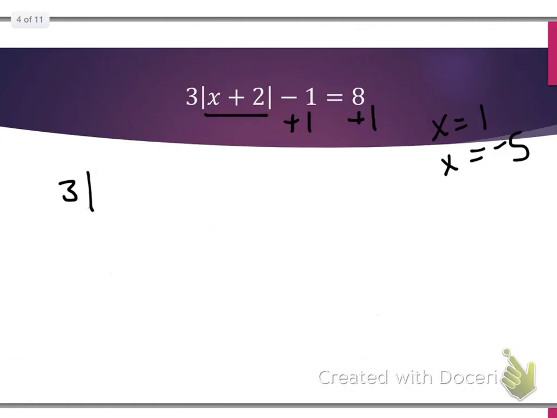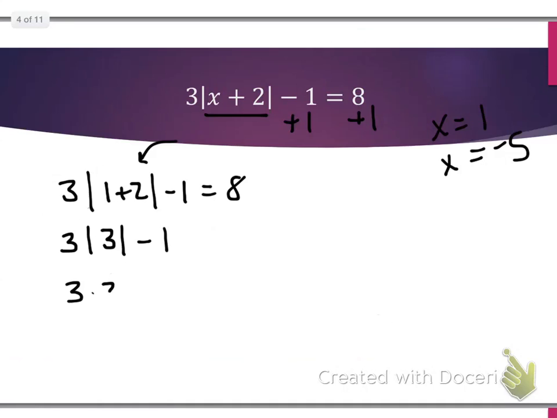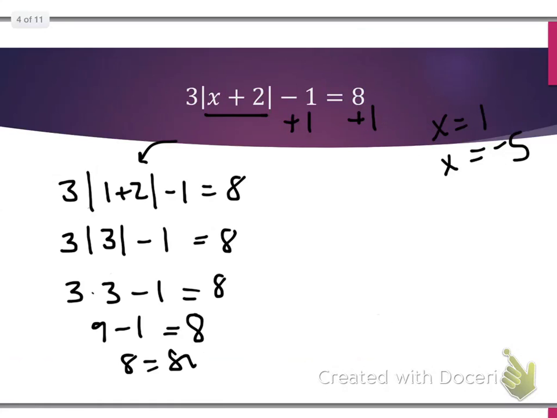So we go back to the original equation. Let's try 1 first. We're just going to simplify the one side to make it easy. If we simplify inside my absolute value, you can kind of treat it like parentheses, so we're doing that first. The absolute value of 3 is just +3. It's still being multiplied by that 3 out there. 3 times 3 is 9. 9 minus 1 is 8. So that one checks out.